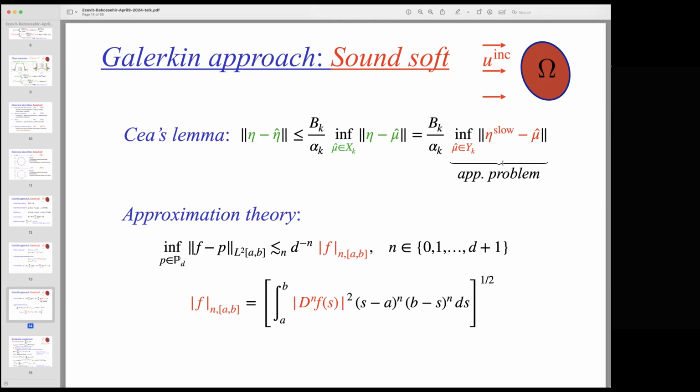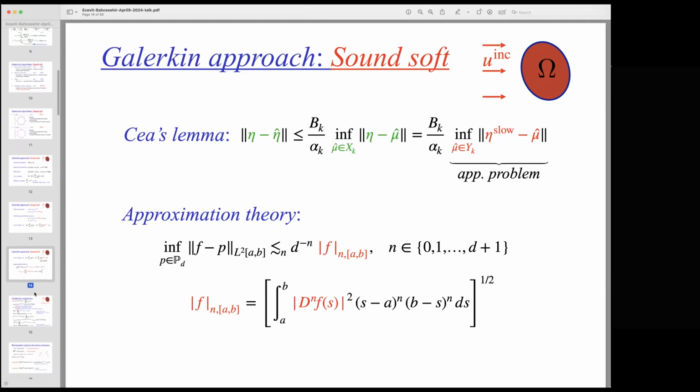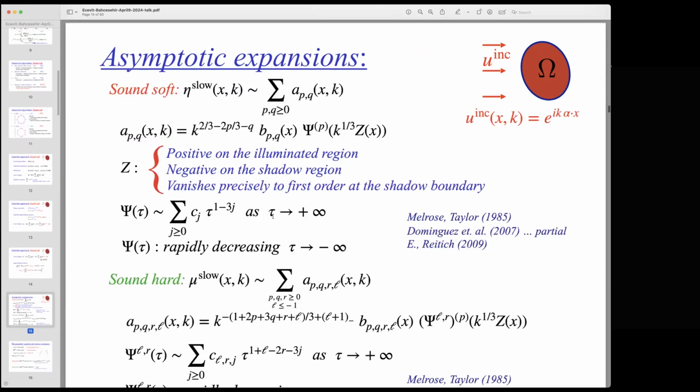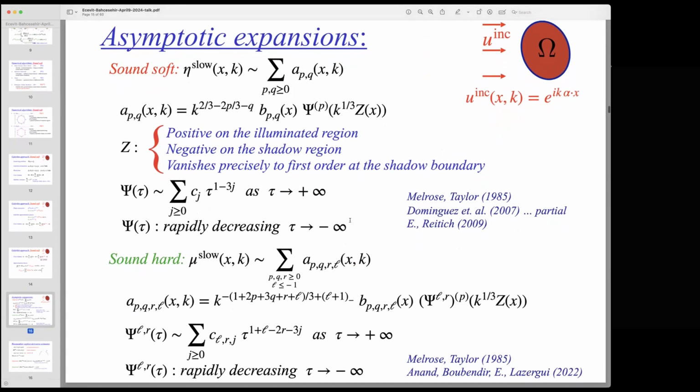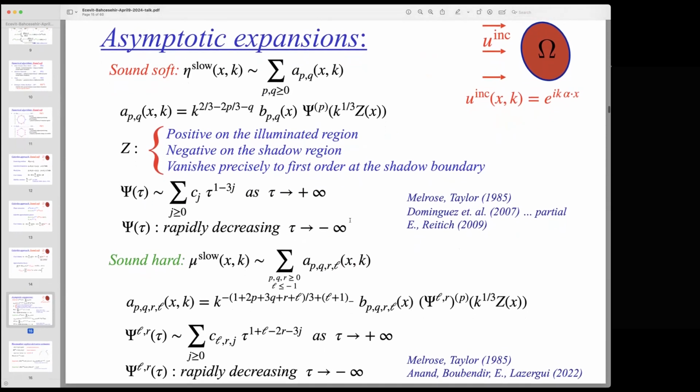Going back to the infimum up there, then, what we need to derive is bounds on the derivatives of eta's law. Eta's law is the unknown. You have to derive derivatives on the unknown eta's law. This takes us to the asymptotic behavior of this amplitude eta's law. This was initiated by Melrose and Taylor around 1985.